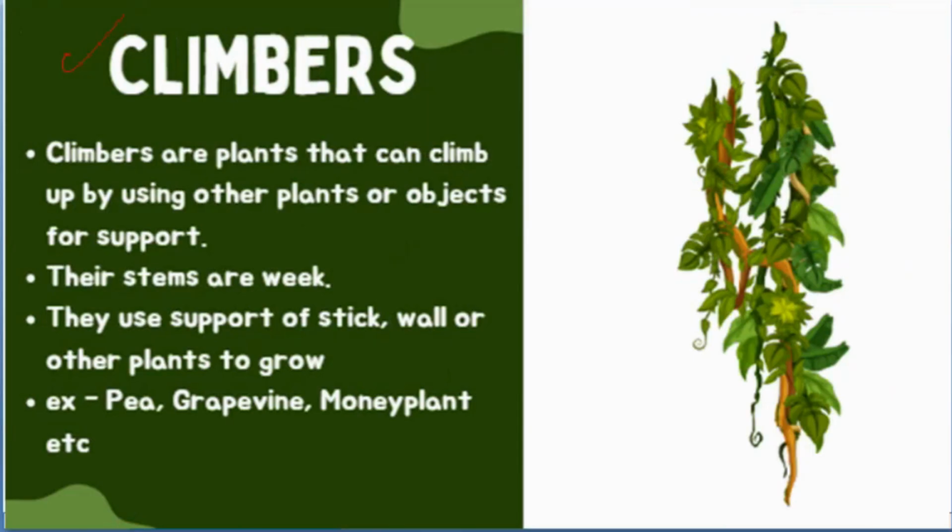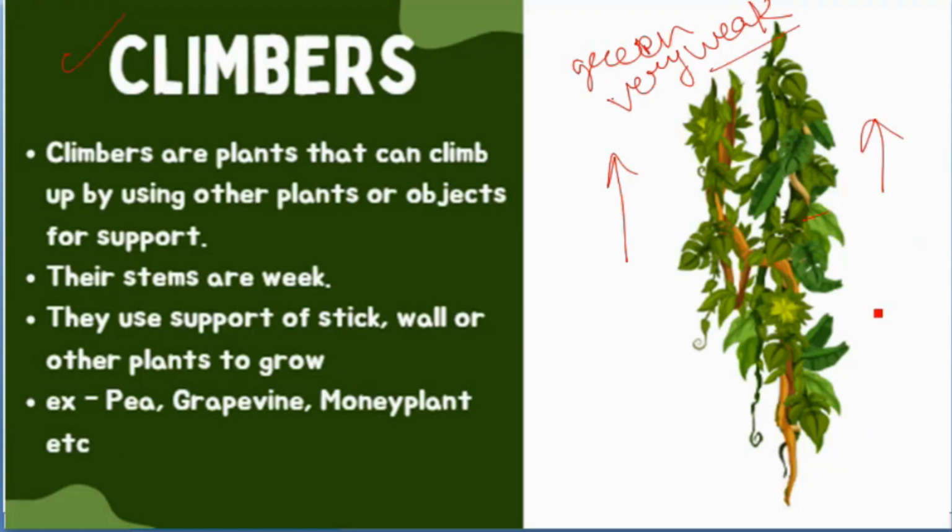Some plants are known as climbers because they climb upwards. Their stem is also green and very weak. So they need support to grow, and they grow upwards using a support. This support can be a stick, wall or other plant. This type of plants are known as climbers. For example, pea, grapevine and money plant. Most of the houses have money plants in their home.